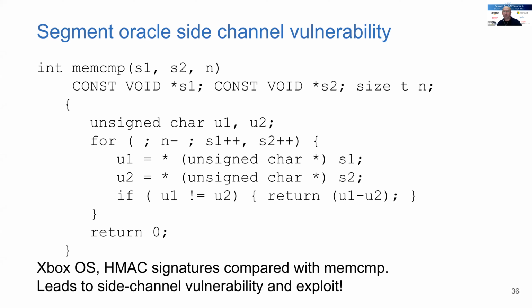So it starts from the beginning. As soon as it finds a mismatch, it returns, so it does an early termination, like the password checker example I showed. This early termination creates a timing side channel. And this way, for example, in Xbox OS, the HMAC signature is compared with this function, and this led to side channel vulnerabilities and exploits. This happened in real code. So this is not a toy example. This actually does happen.